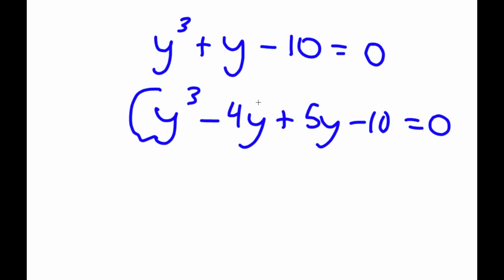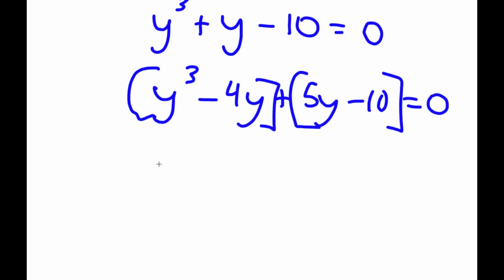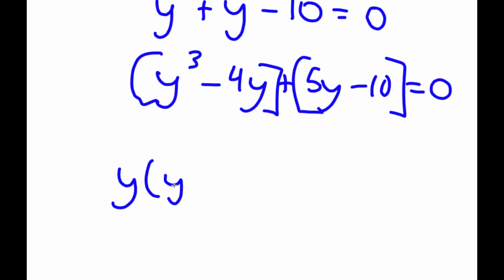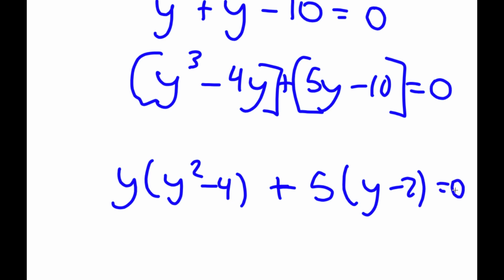Now I'm going to factor this by grouping. I'm going to first factor out the greatest common factor from y to the power of 3 minus 4y, and then from 5y minus 10. So from y to the power of 3 minus 4y, the greatest common factor is y. So I have y times y squared minus 4, plus from 5y minus 10, it's 5. So I have 5 times y minus 2 is equal to 0.